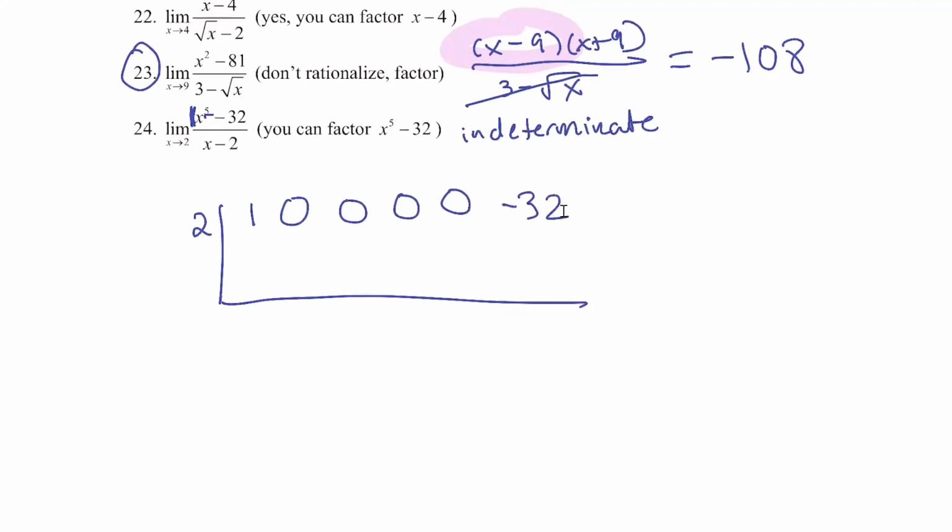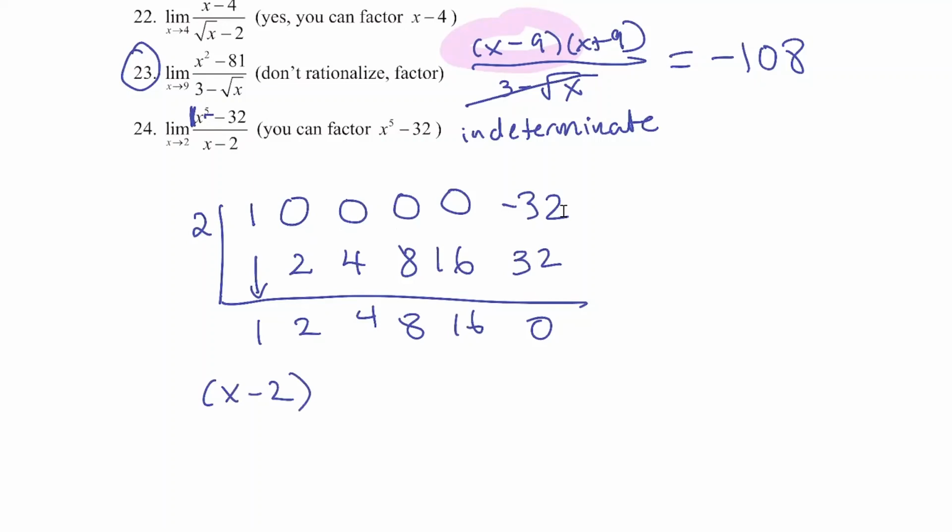And from there, you bring down the 1. So 2 times 1 is 2, add. Again, a great time would be during tutorial if I'm going so fast. 2 times 16 is positive 32. We have a remainder of 0. So from there, x minus 2 went in as a factor. So I factored x to the 5th minus 32 to be x minus 2 times the leftover expression.